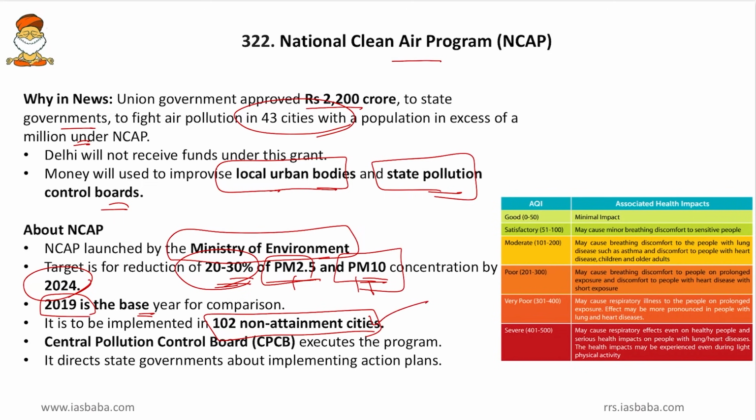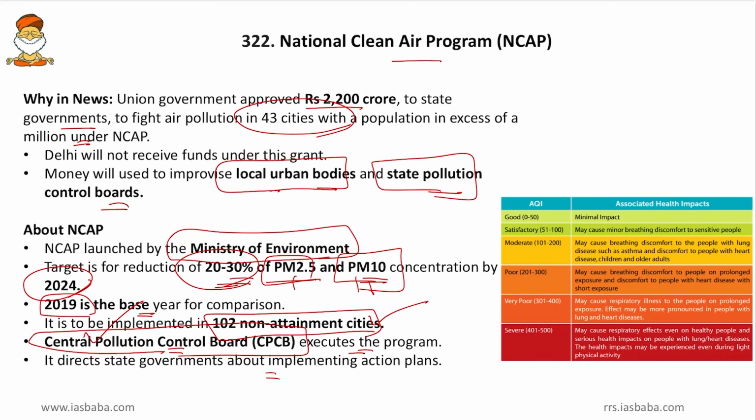So these 102 non-attainment districts are those wherein the particulate matter hasn't been reduced in the last decade. So that is why the non-attainment, that is the reduction has not been attained. And then Central Pollution Control Board executes the program. So in this context, Central Pollution Control Board will become important. But however, CPCB has already been asked once by UPSC. And then it directs the state governments about implementing action plans. So it will guide the state governments.